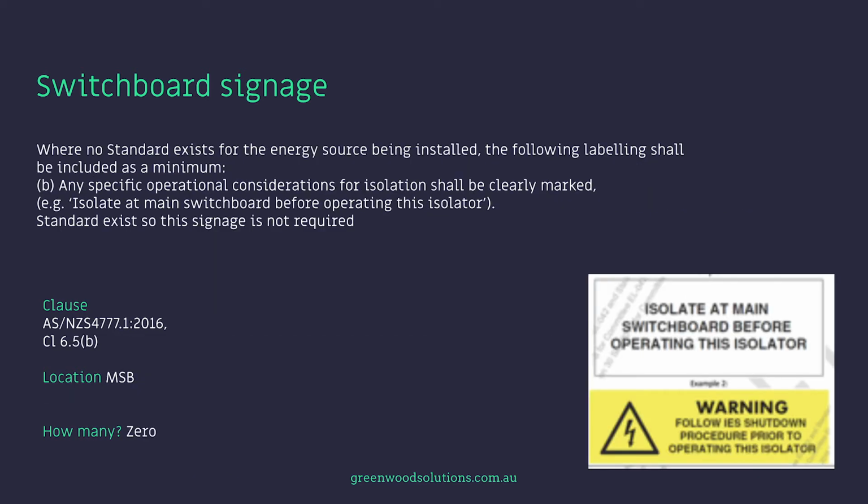The next example again references 4777.1, clause 6.5b, and it's located at the main switchboard, but how many in this case? 0. And this is because where no standard exists for the energy source being installed, the following label should be included as a minimum. But we have a standard. And if there was batteries involved on this site, currently we do have an applicable Australian standard for batteries. So in this particular scenario, 0 of this sign.